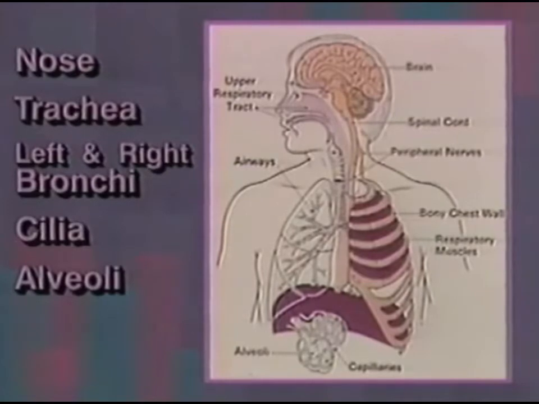The alveoli are laced with beds of fine blood vessels called capillaries. At the surface of the alveoli, oxygen and carbon dioxide are exchanged. The oxygen is carried to the heart, then circulated throughout the entire body. Carbon dioxide is exhaled through the lungs.